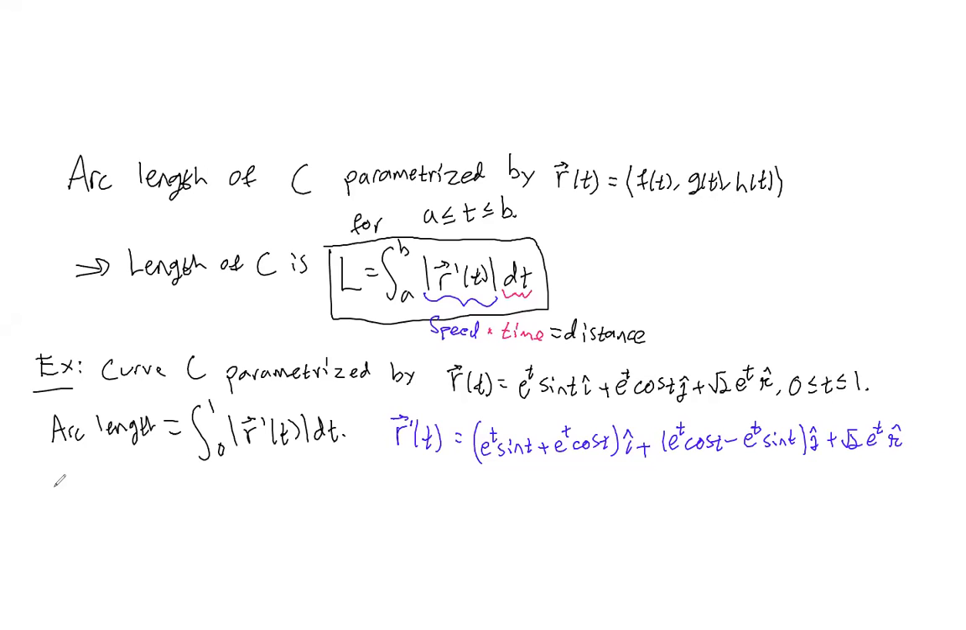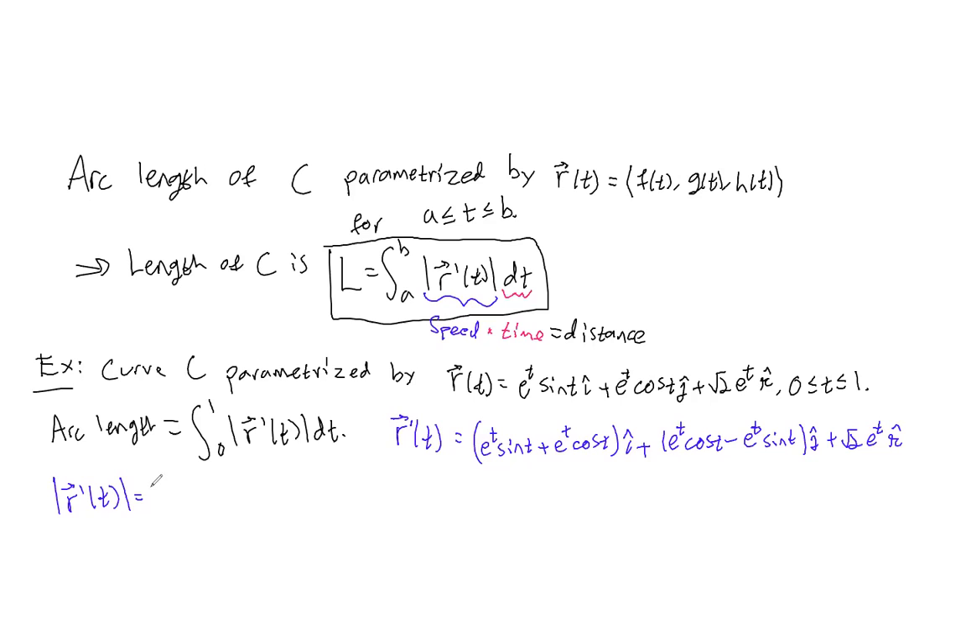Okay, now we're going to take its magnitude. Magnitude of r prime of t, and you really do have to take the magnitude. That is not negotiable. If you don't take the magnitude, then you're just anti-differentiating r prime, which is just r, which is silly. We're not doing that. So what's that going to look like?